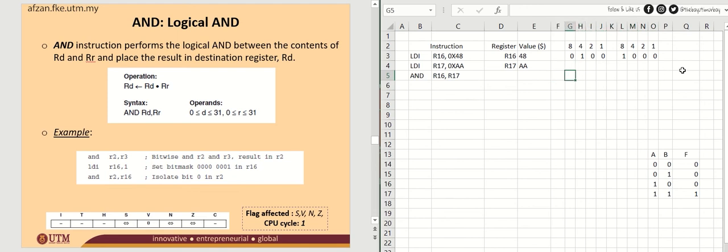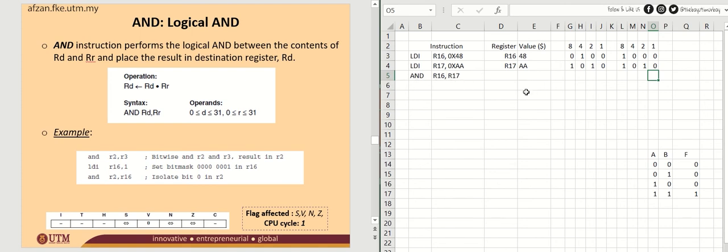What about R17? R17 is AA. If you convert to decimal, A equals 10. So to convert to binary, A is 1 0 1 0. Okay, now we're going to do the AND R16, R17.